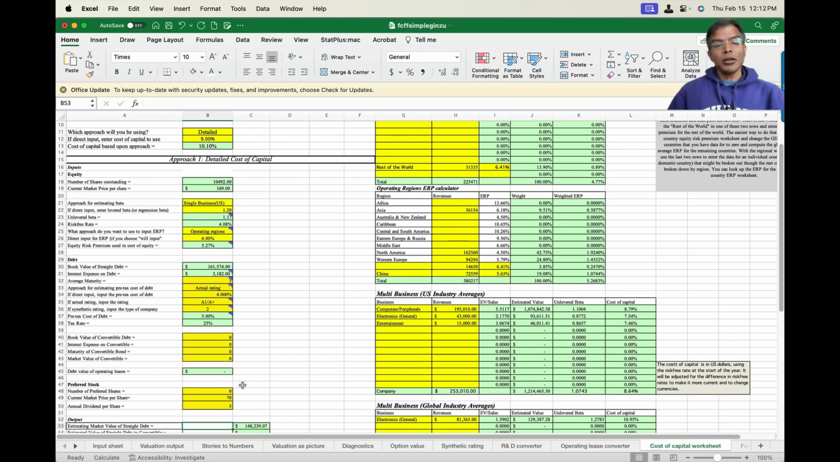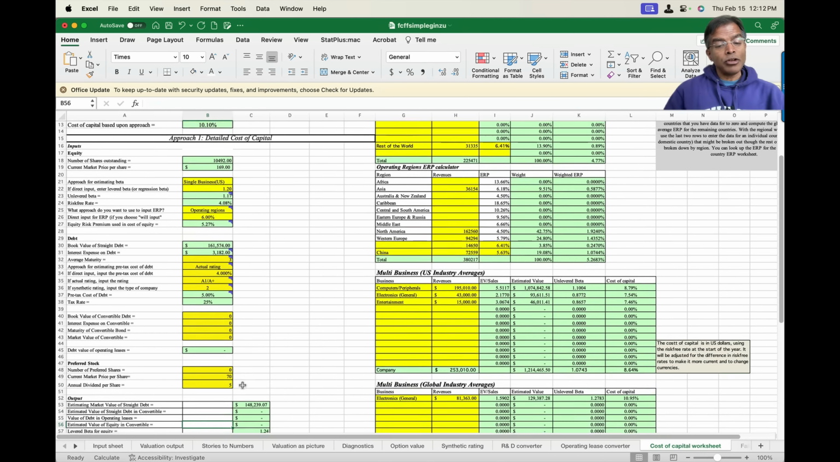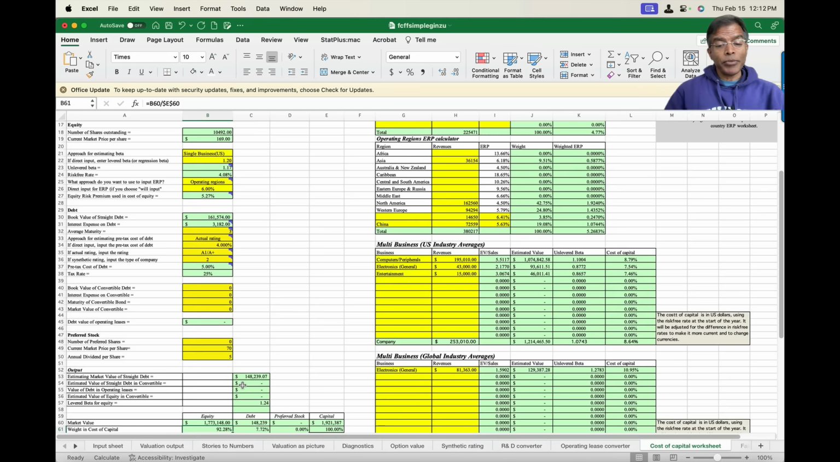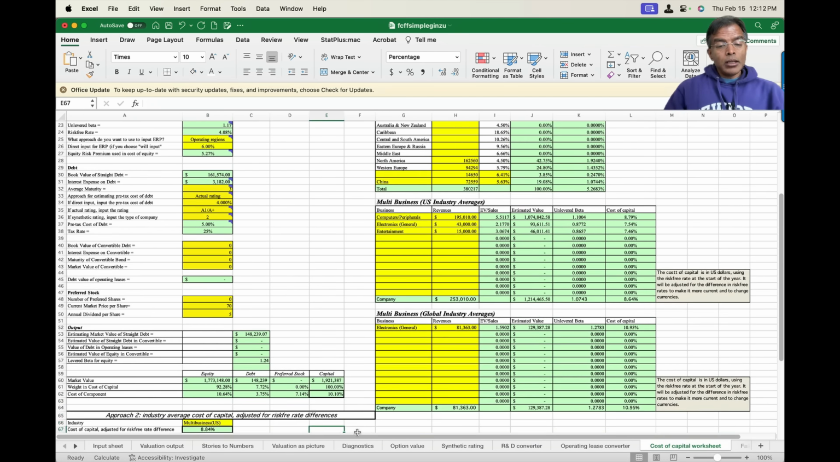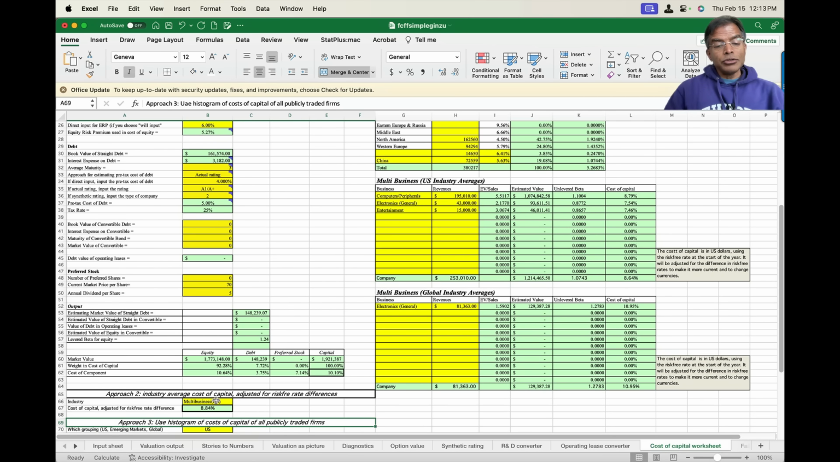So you can either directly input it, you can have a detailed, but I've added 2 other options which I didn't have in my past one. So this is the detailed cost of capital. The third choice is to just use an industry average. And it's 4 choices, but the first one is a direct input, so I don't want to call it an approach to get a cost of capital.